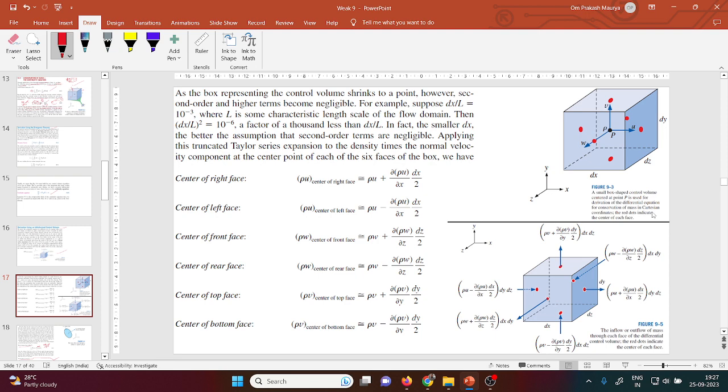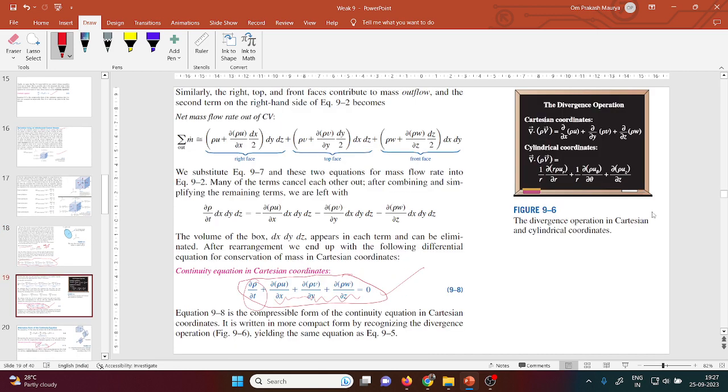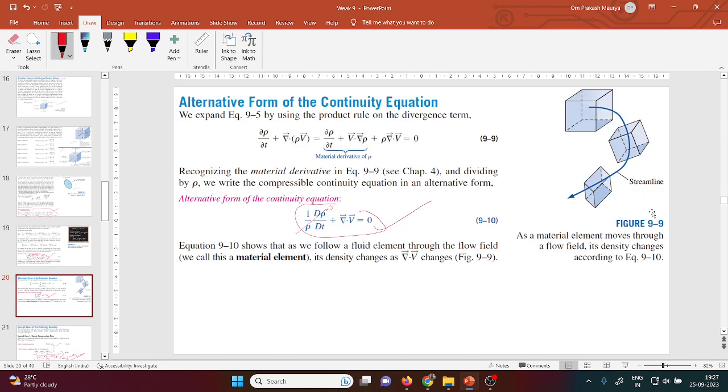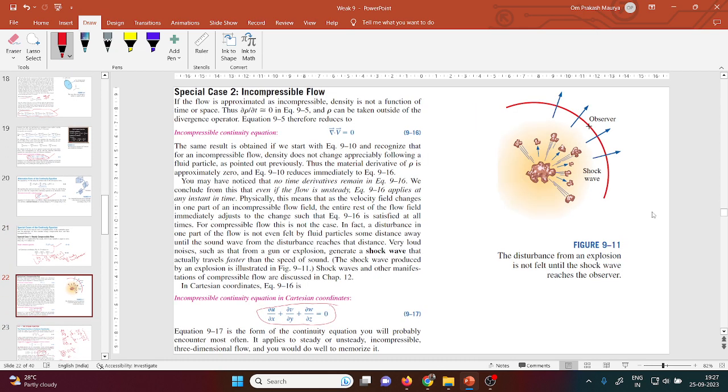Here you can also take the screenshot for this control volume approach of the continuity equation. Again you can take this, and this also, the alternative form of the continuity equation. Now the special case of the continuity equation you can also take. Now if the flow is incompressible, then the equation looks like that.